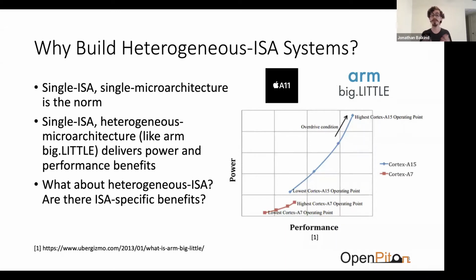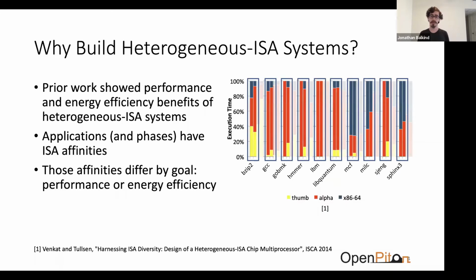Are there particular features to particular ISAs which have benefits that we could also take advantage of? We're in the post-Moore world. We want to try and get the small benefits that we can get where we can get them. And so there's been prior work in the architecture realm, which has shown, in particular, so this chart here is from Ashish Venkat and Dean Tullsen, which has shown that you can get performance and energy efficiency benefits by migrating your application between cores of different ISAs.